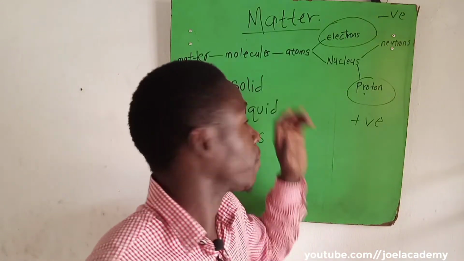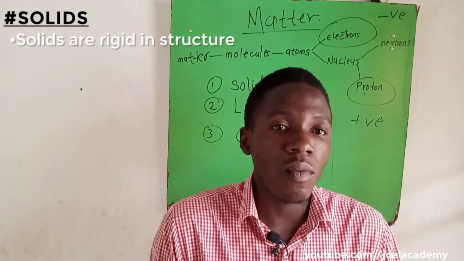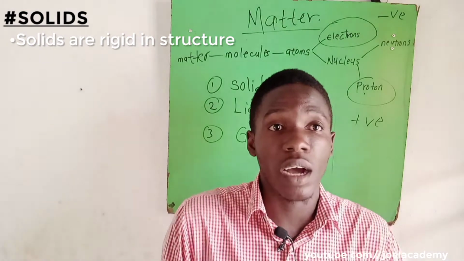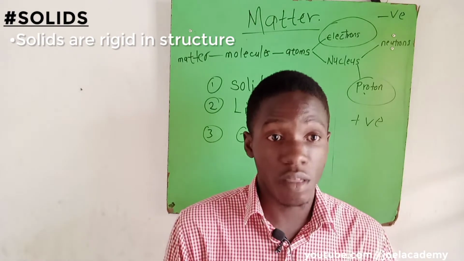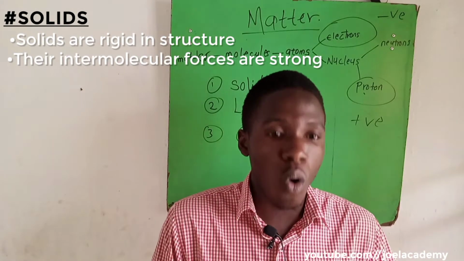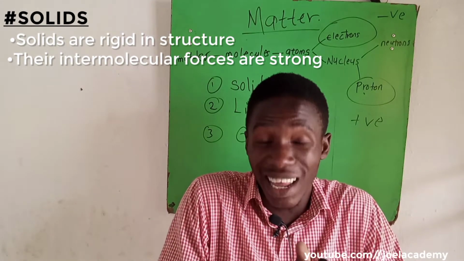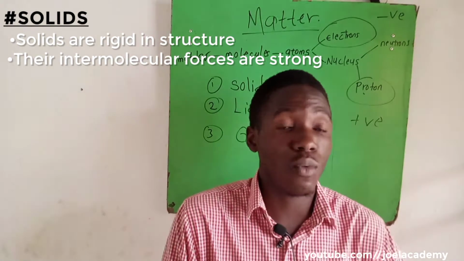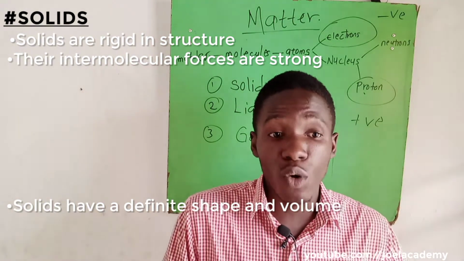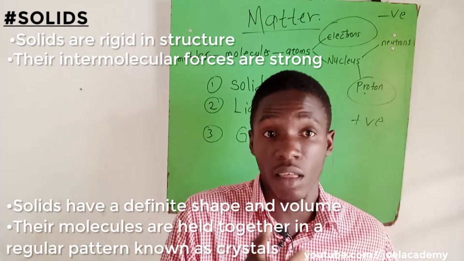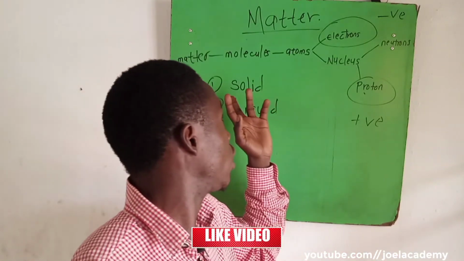And let's discuss solids. Now, it's obvious that solids are very compact and rigidly held together compared to liquid and gas. And that's why you can have the stone, your chair, and your table not flowing, while liquids flow. Now, the intermolecular force that holds the molecules of solids together is very strong. Hence, it gives them definite shape. So solids have definite shape, and their molecules are held together in a regular pattern known as crystals.